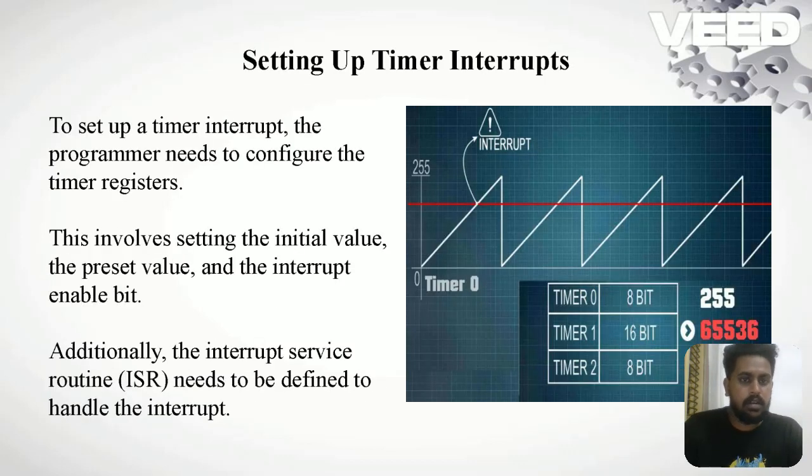Setting up timer interrupts. To set up a timer interrupt, the programmer needs to configure the timer registers, which involves setting the initial value, the preset value, and the interrupt enable bit. And additionally, the interrupt service routine, which is also known as ISR, needs to be defined to handle the interrupt. So here there are the timers. Timer 0 is 8-bit, timer 1 is 16-bit, and timer 2 is 8-bit.